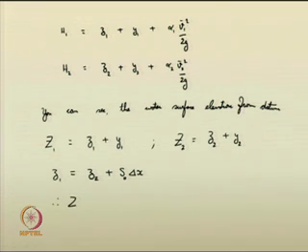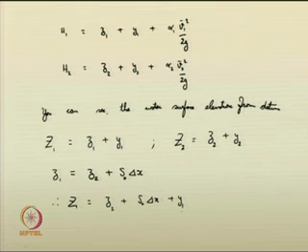Therefore, your capital Z1 is nothing but Z2 plus S0 del x plus Y1. These are nothing but just manipulation or rearranging of the terms. There is no arithmetic involved here.